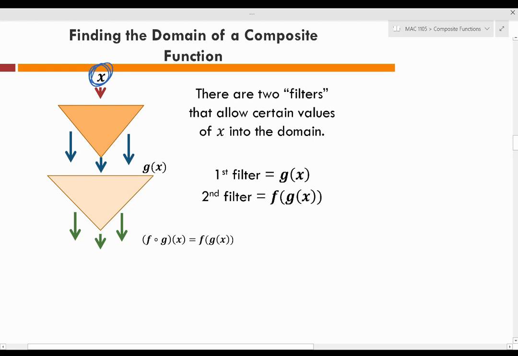That first filter is going to be your inner function. So if you were dealing with f composed of g, g of x would be the first filter. You would figure out what x values you can plug into your inner function, and those would be the ones that pass through the first filter. The second filter would be the values that pass through your new composite function. So you assess all the ones that made it through the first filter, then pour them into the second one. Whatever values come out at the bottom, those are the ones that are contained in your domain. We're going to do a problem so that you can see how this works.